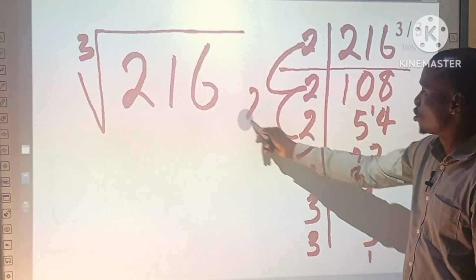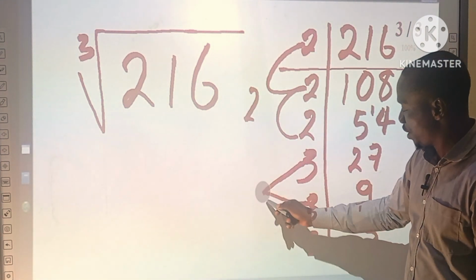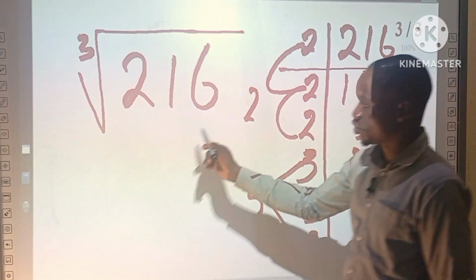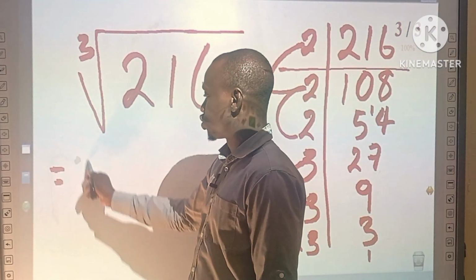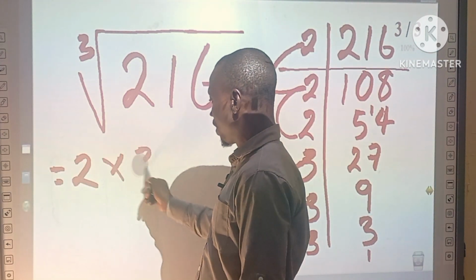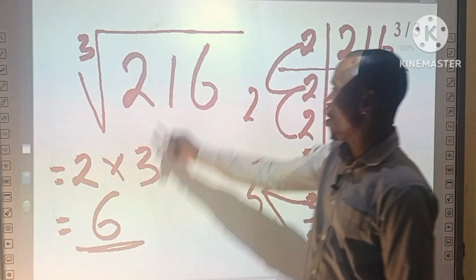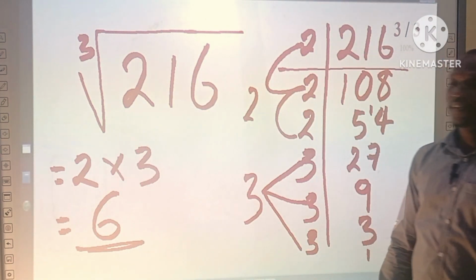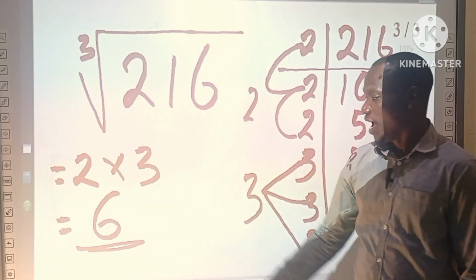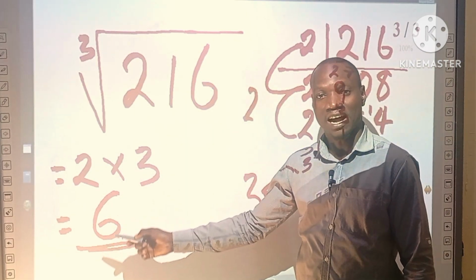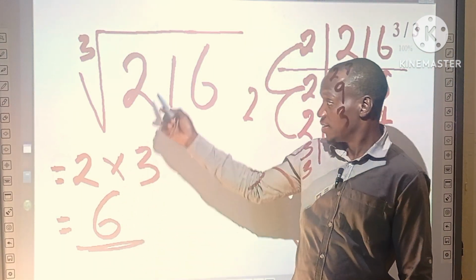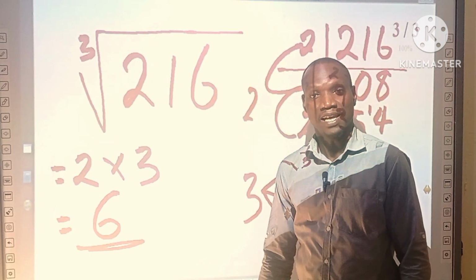Now, I'm grouping in groups of 3s. So I'm taking this 2. I have another group of 3. I'm taking this 3. So this simply gives us 2 times 3, which is the same thing as what? 6. So the cube root of 216 is 6. In other words, if I multiply 6 by itself in 3 places, the result will be 216.